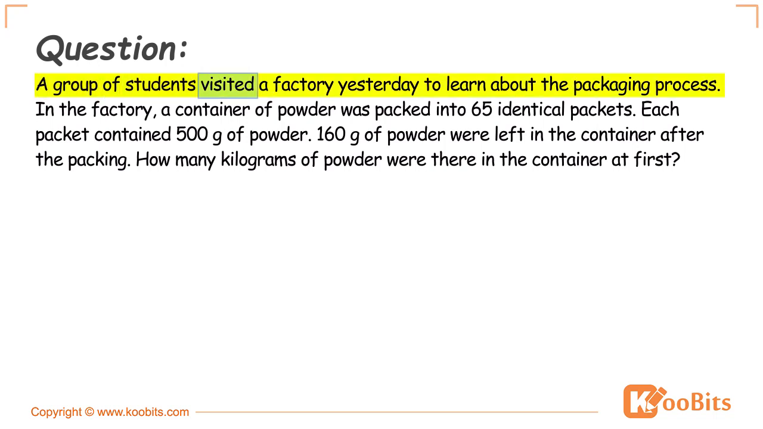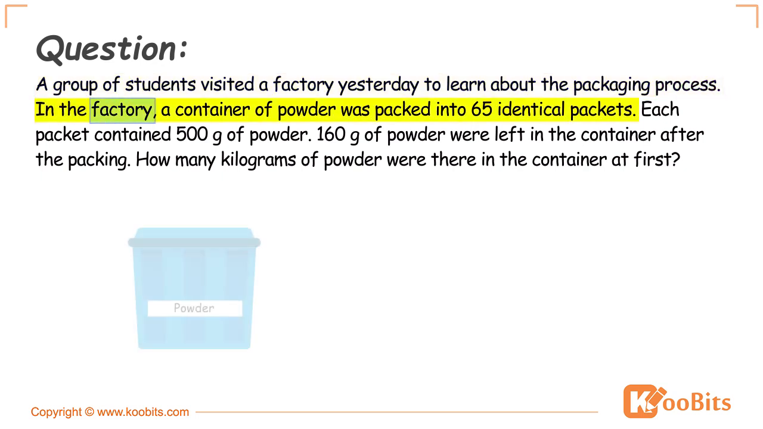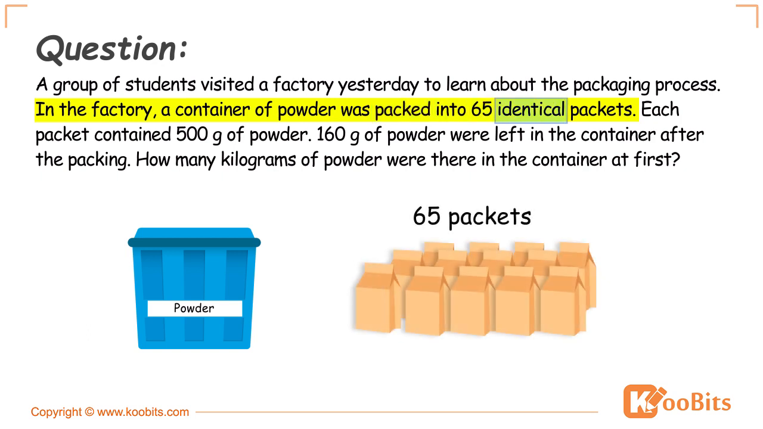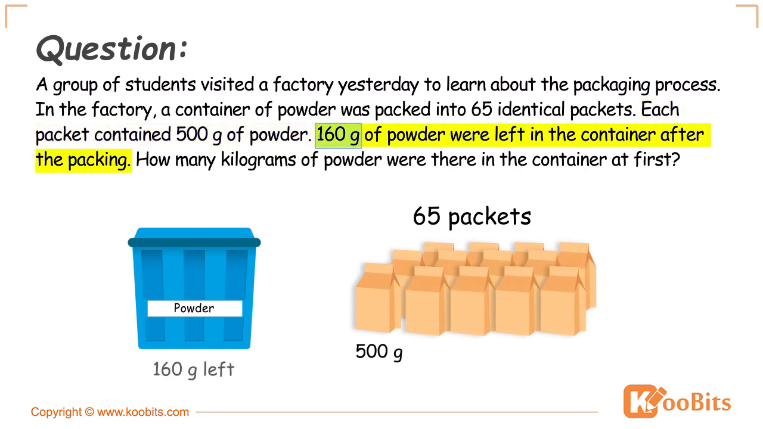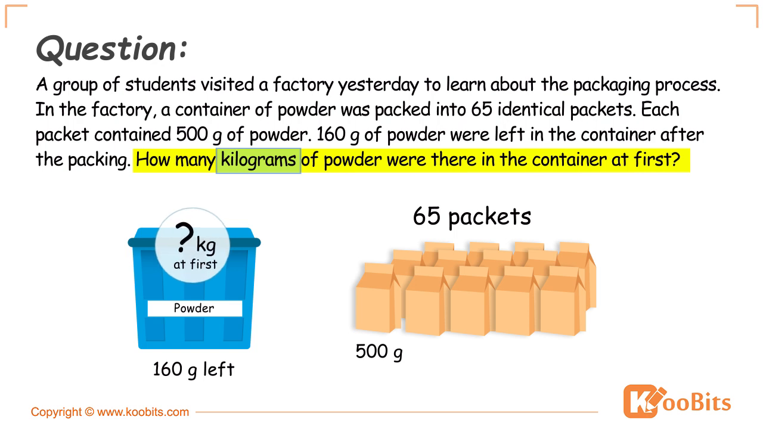A group of students visited a factory yesterday to learn about the packaging process. In the factory, a container of powder was packed into 65 identical packets. Each packet contained 500 grams of powder. 160 grams of powder were left in the container after the packing. How many kilograms of powder were there in the container at first?